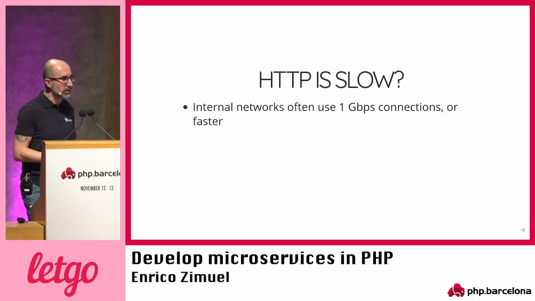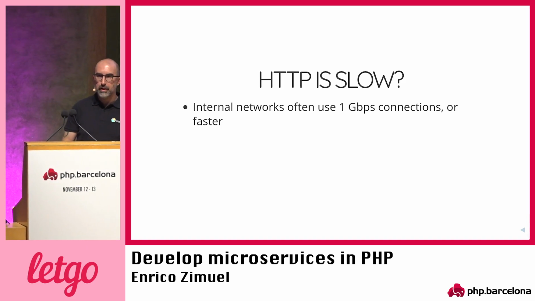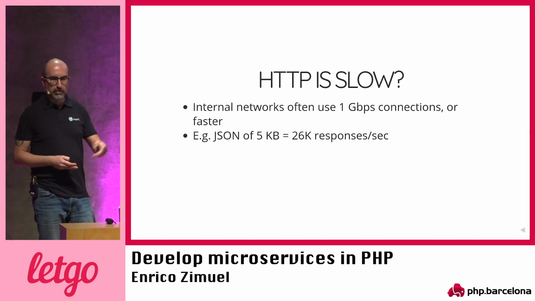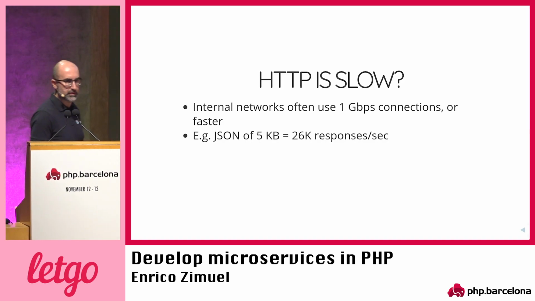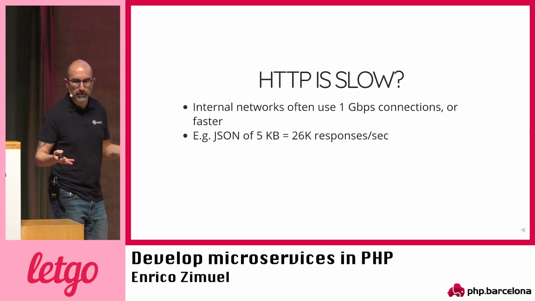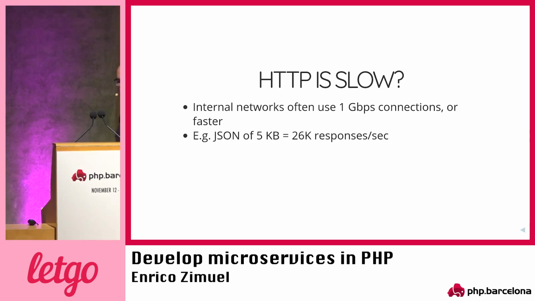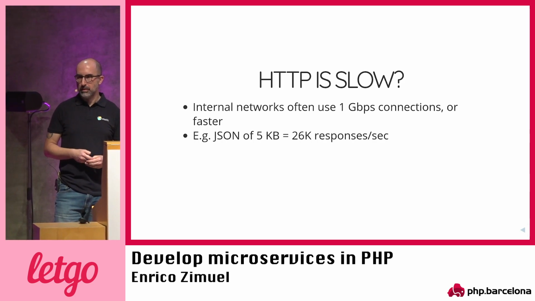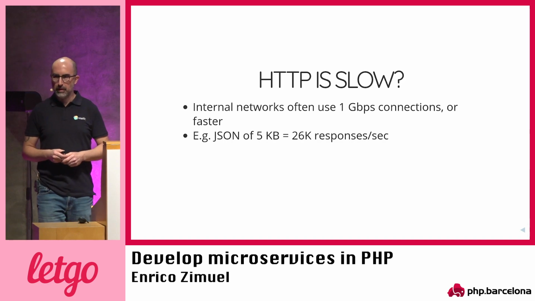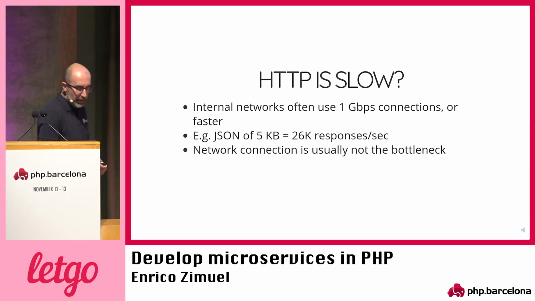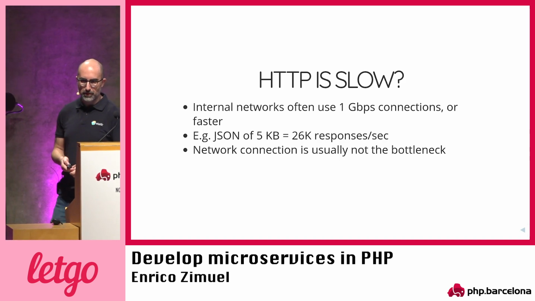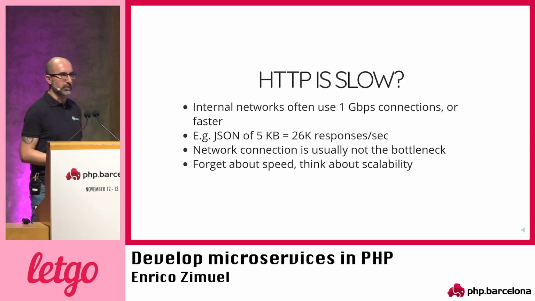Internal networks often use 1 gigabit or even more. Just to give an example, let's do some math. Imagine that you have an HTTP response of JSON that is about 5 kilobytes. That is a lot for a JSON API, right? You can have 26K responses per second using 1 gigabit. Not too bad, from one node to another. So the network connection is not usually the bottleneck. It's not an issue.